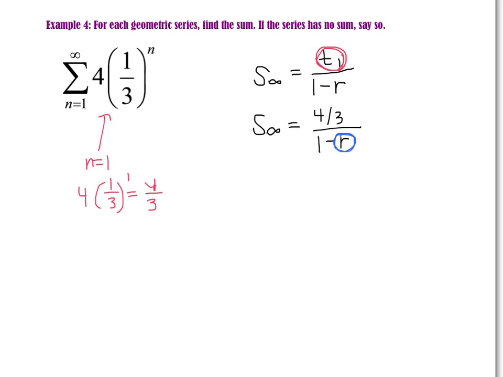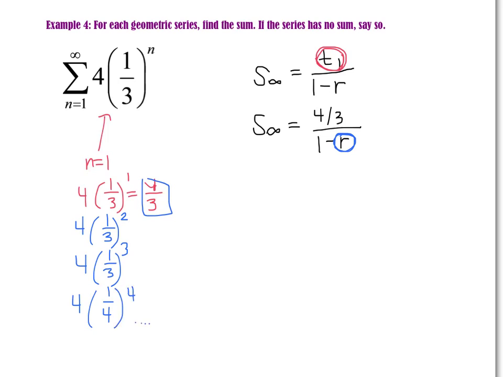Think about if you did a couple more terms. So the first term you got was 4/3. If then you did the second term, so to the second power, then that's multiplying by 1/3 again. If you did it to the third power, that's multiplying by 1/3 again, the fourth power, etc. So each time you up the number term, you're multiplying by an extra 1/3. So your r then is just 1/3. So it's going to be 1 minus 1/3 on the bottom.